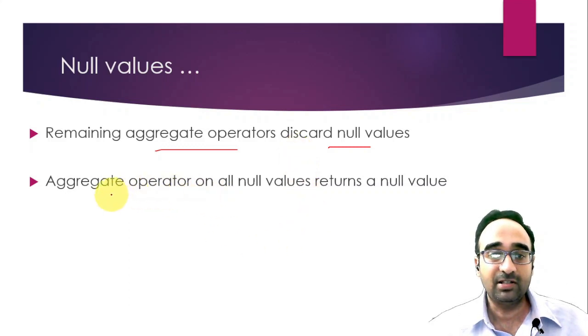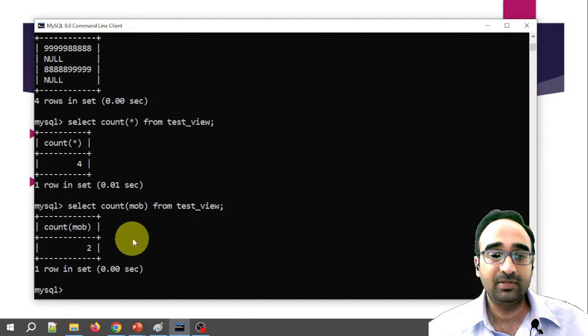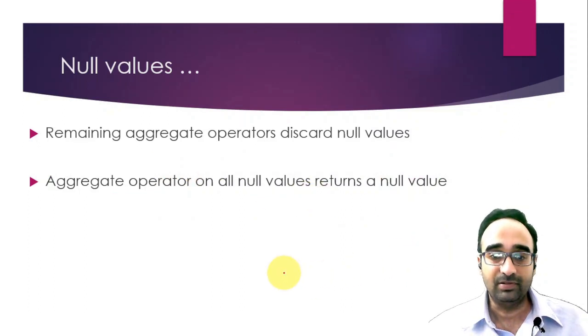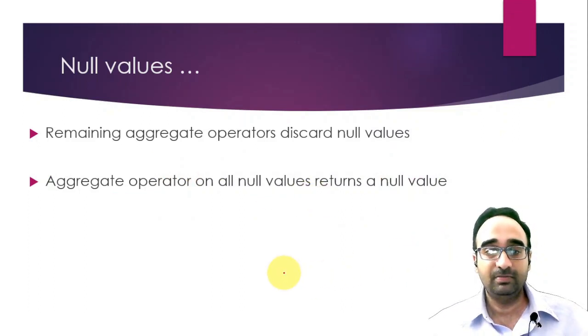And the last case, if you apply any aggregate operator on a column which contains all null values, the value you are going to get is null. In the example here only 2 values are null, but if the first row and third row are also null, and if you apply any aggregate operator, either count, sum, max, min, average, you are going to get null. So that's it about null values in DBMS.